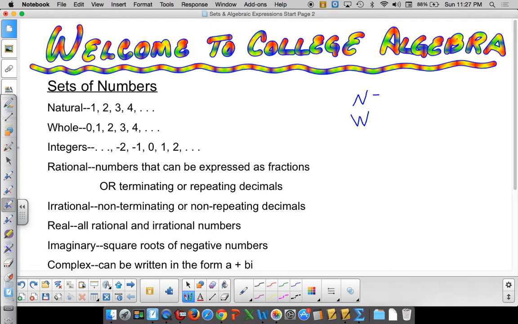It's once we get to the integers, one of the ones that I have the most trouble getting students to remember. I always remember integers with a Z on the end because we use the letter Z to represent the integers.